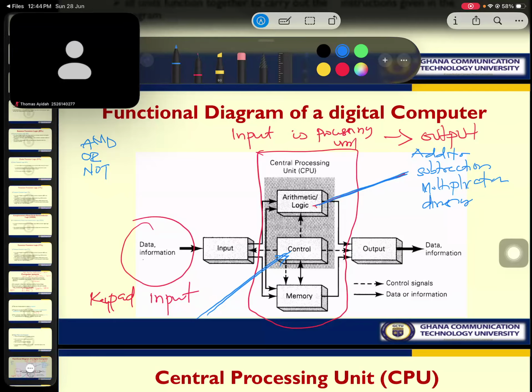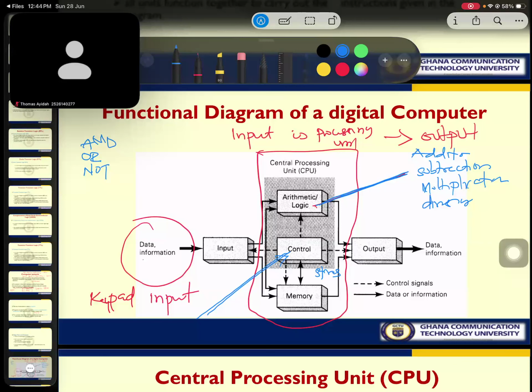Then we come to the memory. The memory basically stores what? Data. It stores data, it stores programs, temporary results, and it can also store final results. So the memory is where the computer keeps all the instructions.